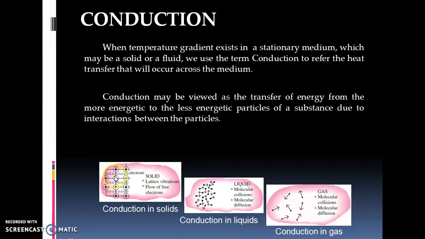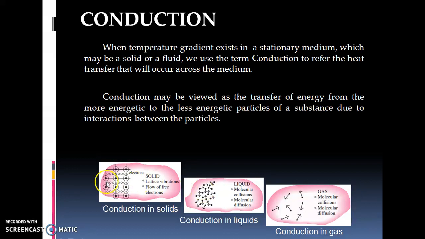Also, there will be flow of free electrons from this end to that end, which is also carrying energy. So totally in solids, these are the two main causes, that is lattice vibration and flow of free electrons, that are responsible for carrying the energy from hot end to cold end.